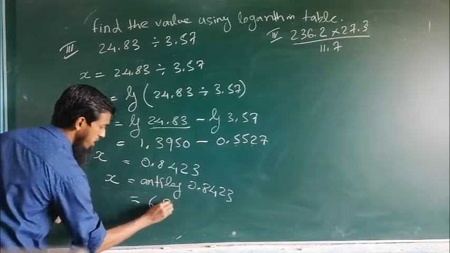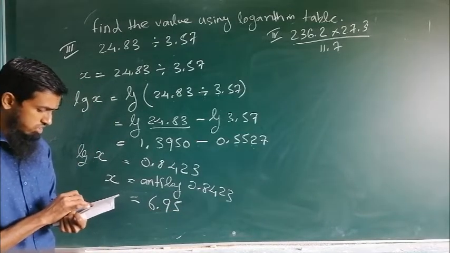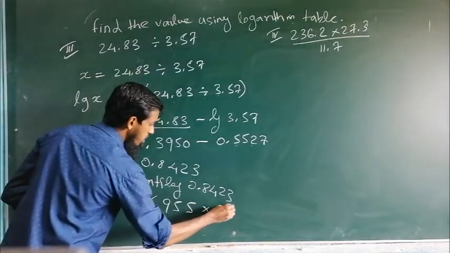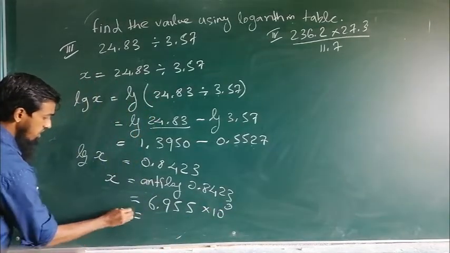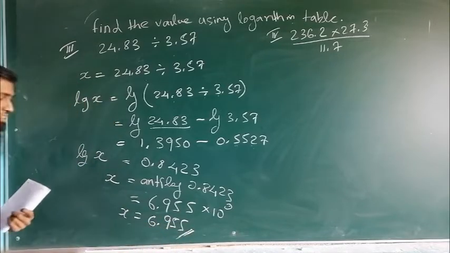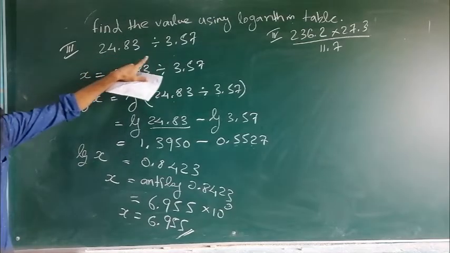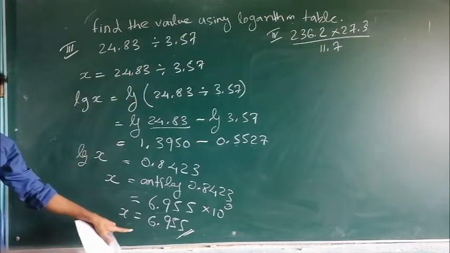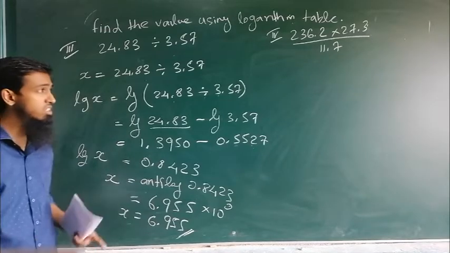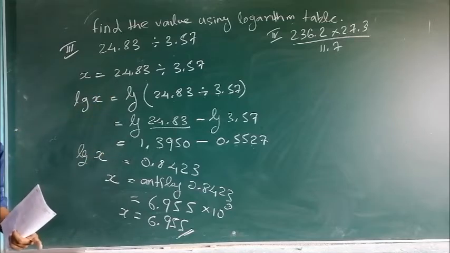So 6.95. Additionally we need a 3. So 3 is in the 5th column, times 10 to the power 0. So finally x equals 6.955. If you divide 24.83 by 3.57, the answer will be 6.955. So this is how we use the logarithm table for a division working.